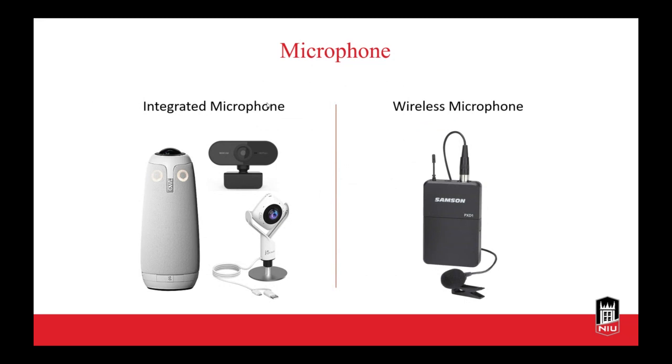And then for microphones, there are sort of two general camps that your microphones will fall into. One is an integrated microphone. So if you have a traditional webcam, a meeting owl, or the 360 webcam, these all have a microphone built into them. The webcam has the smallest range and will pick up whoever's right in front of it, whereas the meeting owl and the 360 webcam both have a wider range to pick up a speaker.